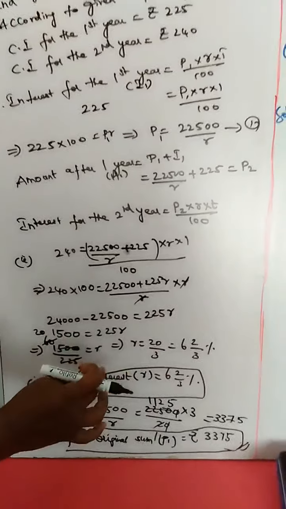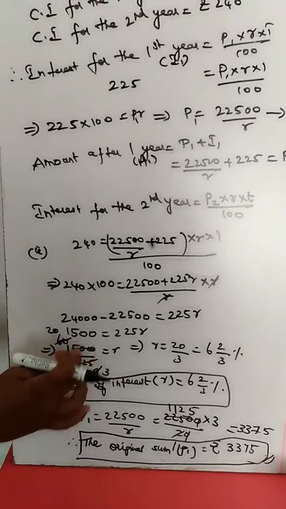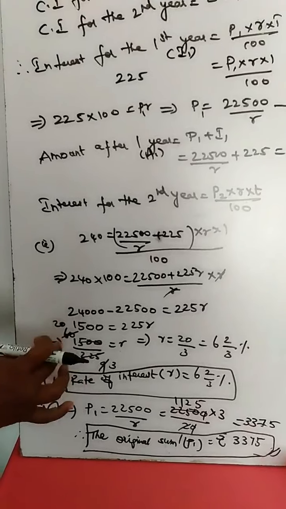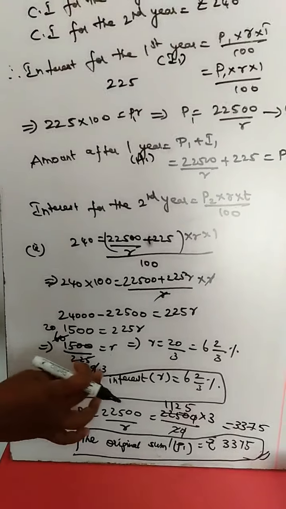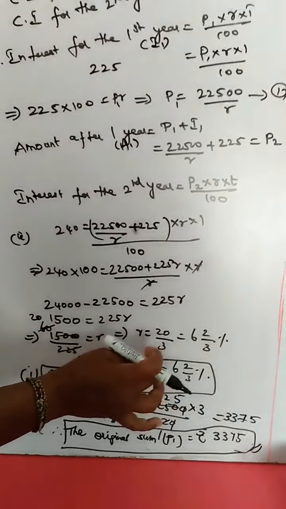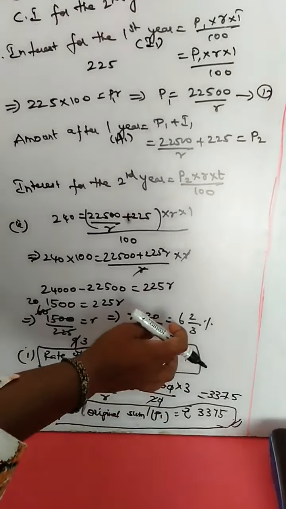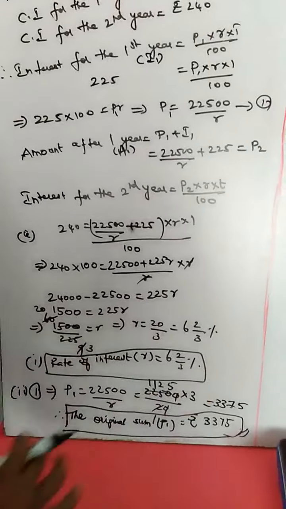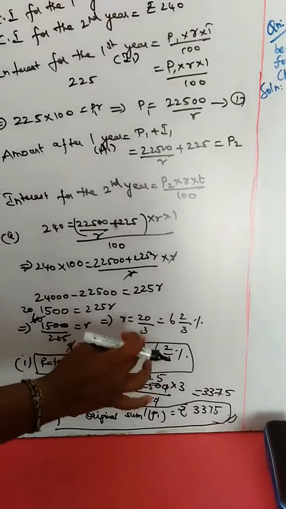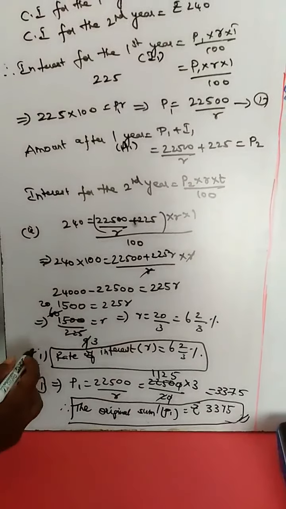What we have to find is R, so keep R on one side: R equals 1,500 by 225. Cancelling by the 25 table, this cancels 9 times and here 60 times. Again by the 3 table, this is 25 times and this is 3 times. So R equals 20 by 3, and since the numerator is greater than the denominator, we bring the answer in mixed form, which is 6 2 by 3 percent, which is R. For our next calculations we will use only 20 by 3 to make the calculation easier. This is the rate of interest, the first subdivision we wanted to find.